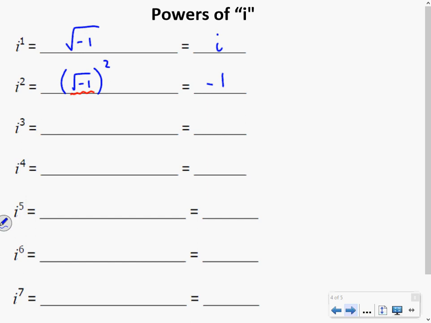So let's continue. If I cube i, let's think about this as i times i squared. Well, i is just i, but we just said that i squared is equal to -1. So i times -1 would just be -i. So anytime we have i cubed, we can reduce that to -i. i to the fourth, we can think about as i squared times i squared. Well, we know i squared is -1. If I have -1 times -1, that's going to be a +1.